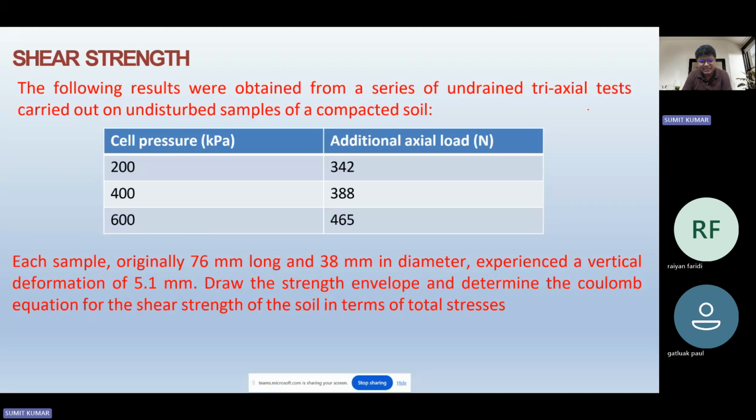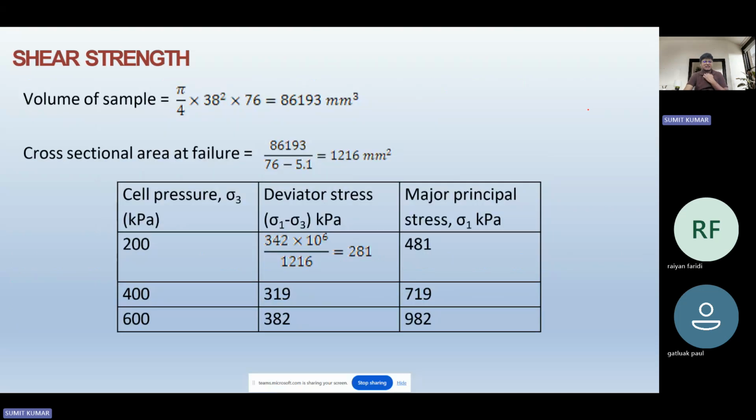So we divide 342 by the area. The area is pi by 4 into 38 square. But this is not the actual area, as the deformation delta L is 5.1 mm. So A corrected is going to be A divided by 1 minus epsilon, that is A corrected equals A by 1 minus 5.1 by 76. So you calculate A corrected equals pi by 4 into 38 square divided by 1 minus 5.1 by 76. So let's see. In terms of volume they have calculated pi by 4 d square into height, and then divided by 76 minus 5.1. Basically this is nothing but the same thing, what we did with 1 minus delta L by L.